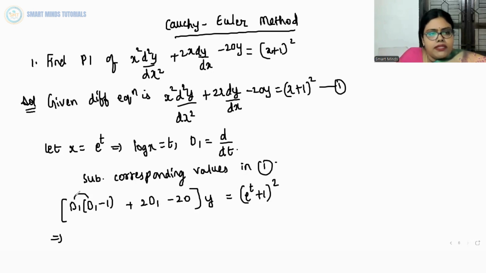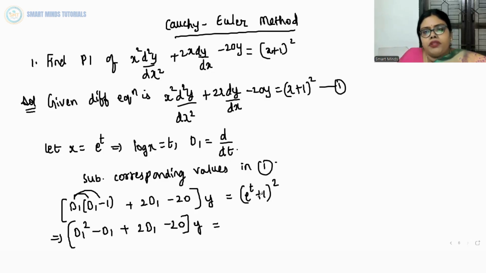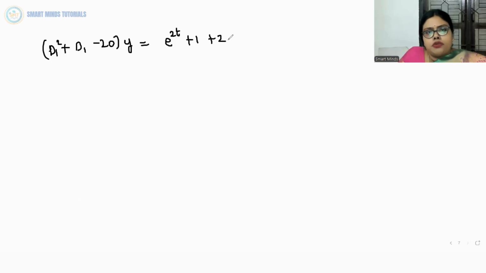So now multiply this into this into this. d1 square minus d1 plus 2d1 minus 20 into y is equal to, now you open this bracket, a plus b whole square. So e power 2t plus 1 plus 2 e power t. So you will get d1 square plus d1 minus 20 into y is equal to e power 2t plus 1 plus 2 e power t. This is equation number 2.